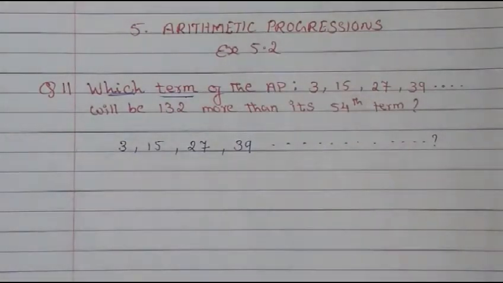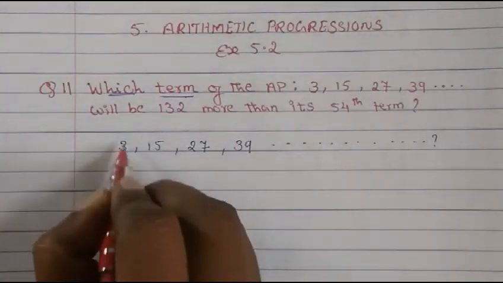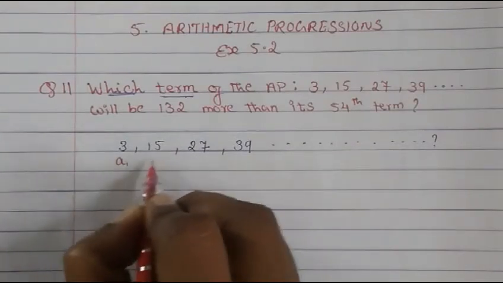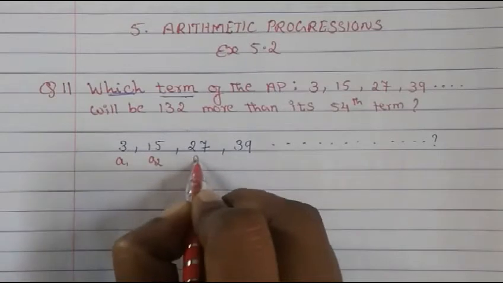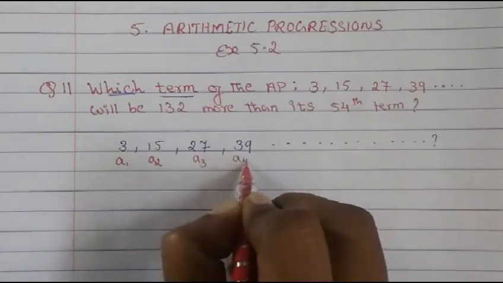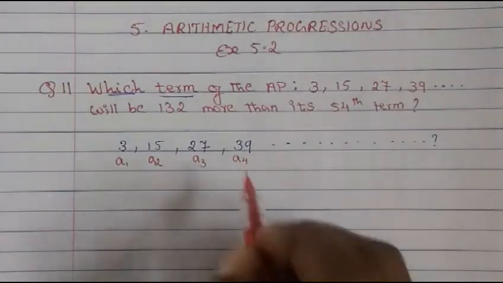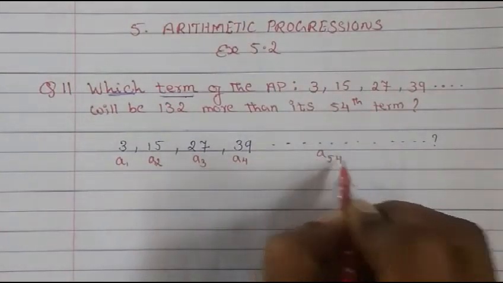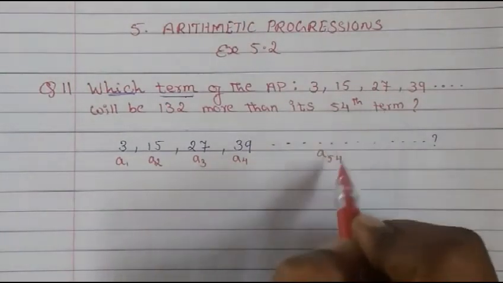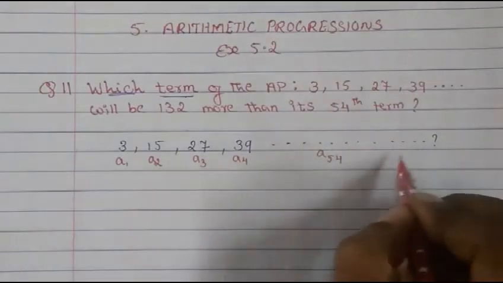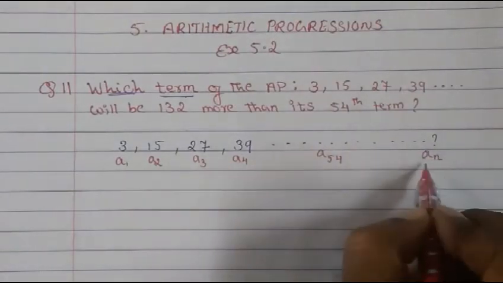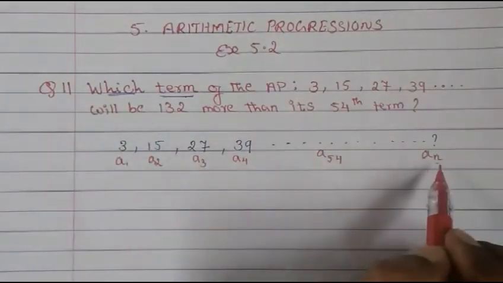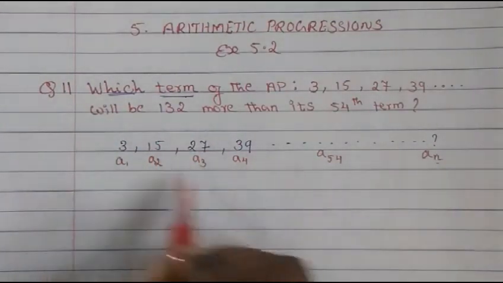54th term. So let's write down. This is the first term, either we write A or A1, it's the same. Then this is the second term, this is the third term, this is the fourth term, and so on. Then we have the 54th term because it is given to us. Then we don't know what term it is, because we have to find out which term.